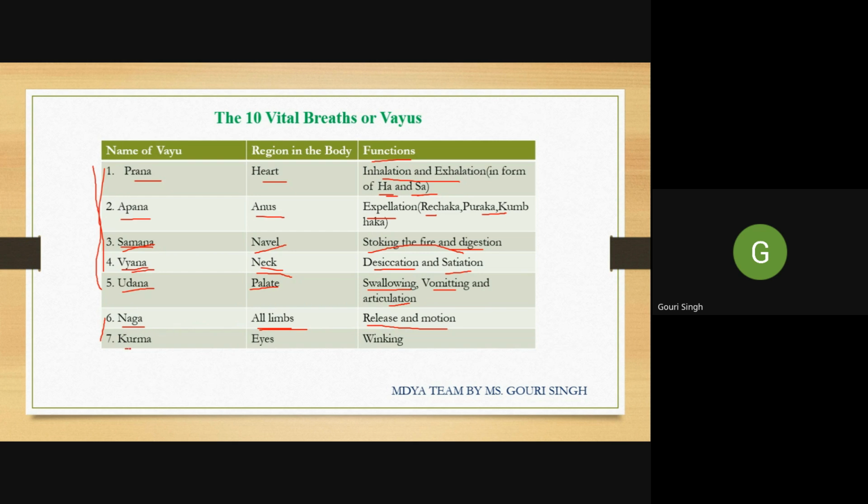The next one, the seventh, is the Kurma. You may find the spelling a little different, Kurma or Koorma in many places; that is also correct. The seventh one is the Kurma, and where it is present is the eyes, so that winking is possible. Whatever movement of our eyelids, that is because of the Kurma Vayu. This is your seventh one.